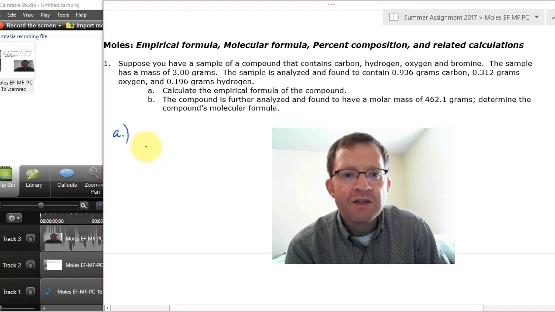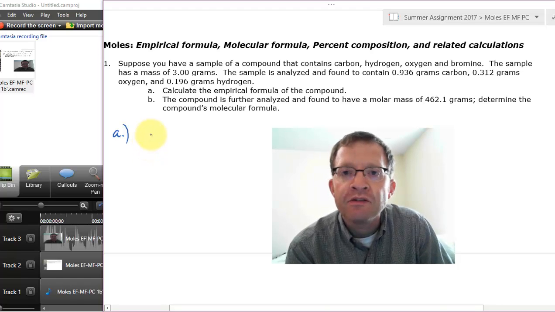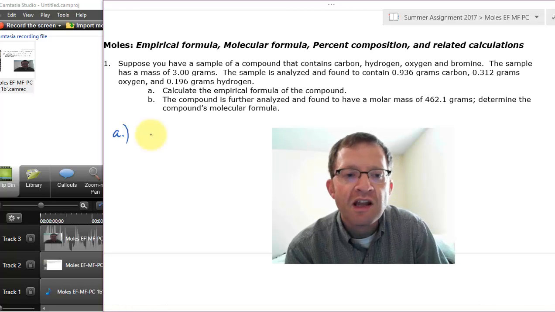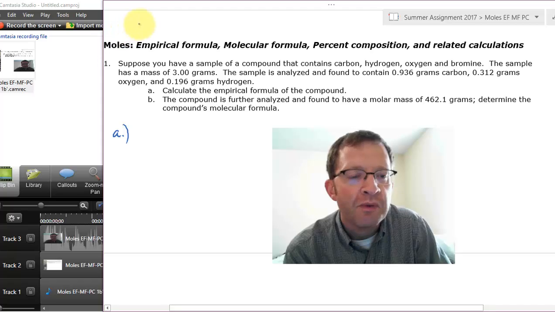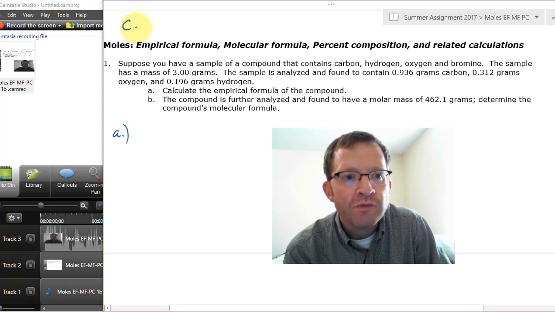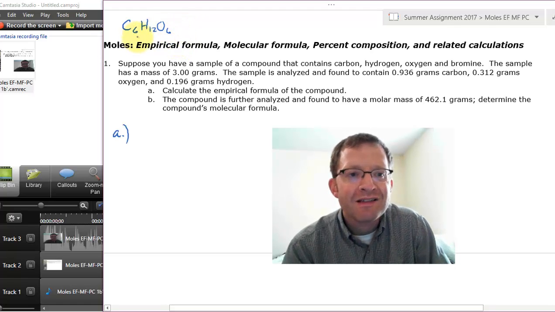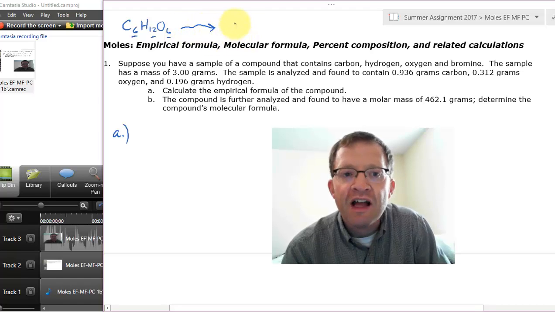So this problem is an empirical formula problem. And an empirical formula, remember, is basically the simplest ratio of atoms in a compound. So if we take a compound, I'm just going to write at the top of this for a moment, like sugar, glucose, C6H12O6, that's a formula for a sugar molecule. But that's a 6 to 12 to 6 ratio. That can be reduced or simplified down to a 1 to 2 to 1 ratio because all of those are divisible by 6.